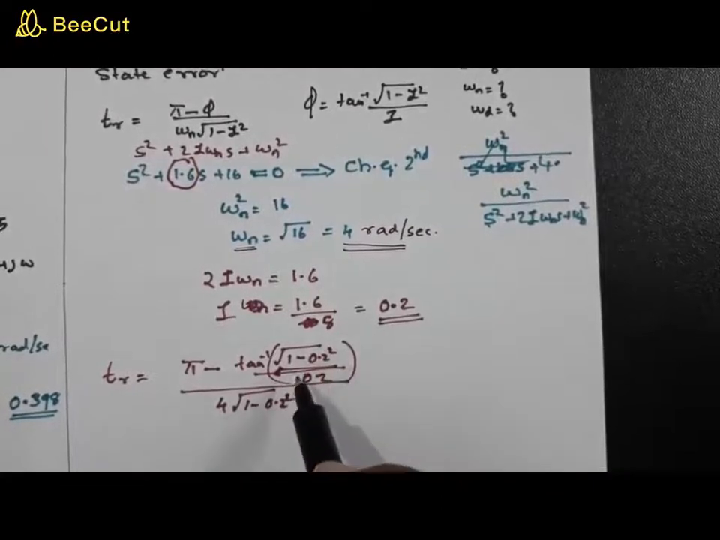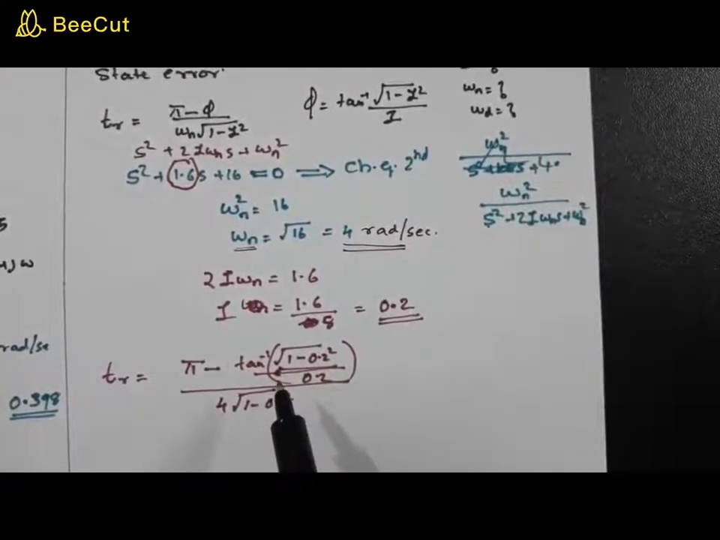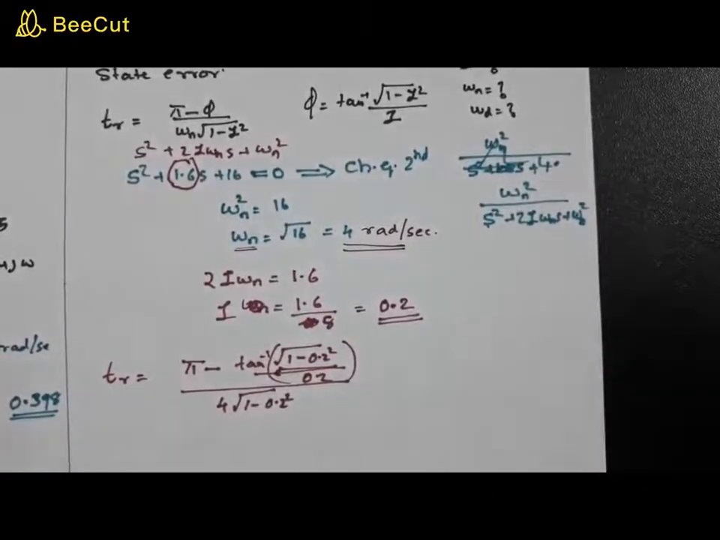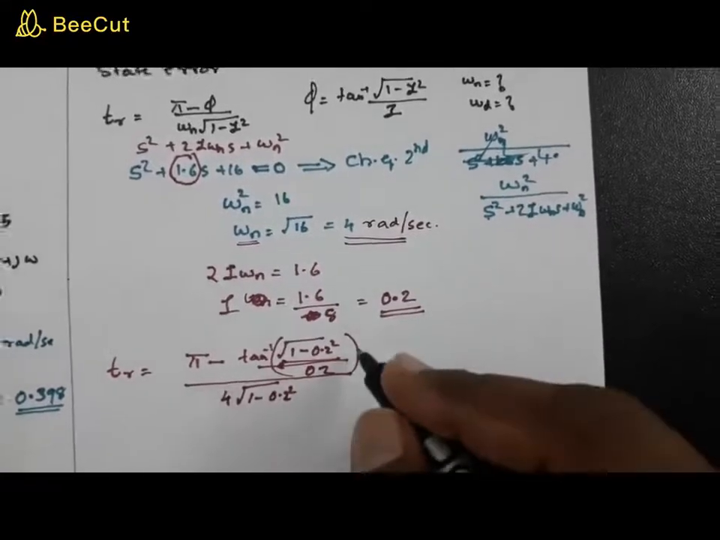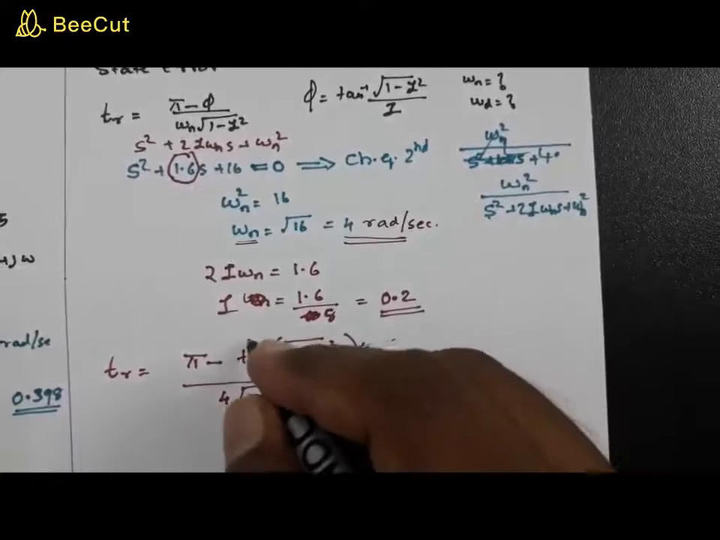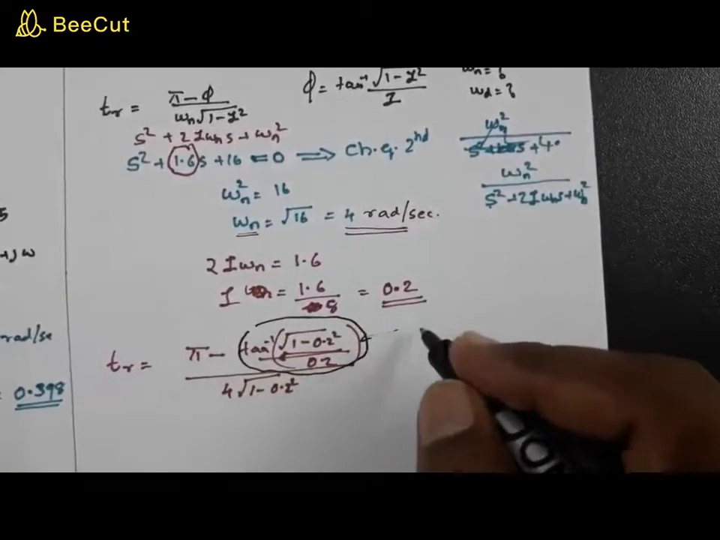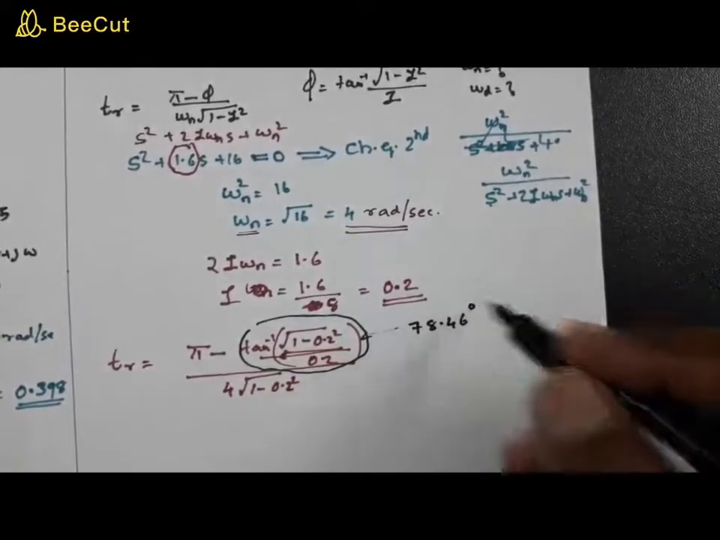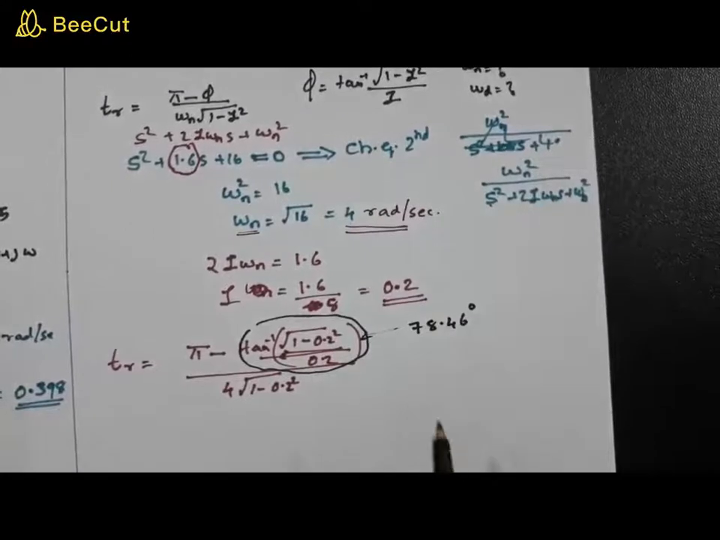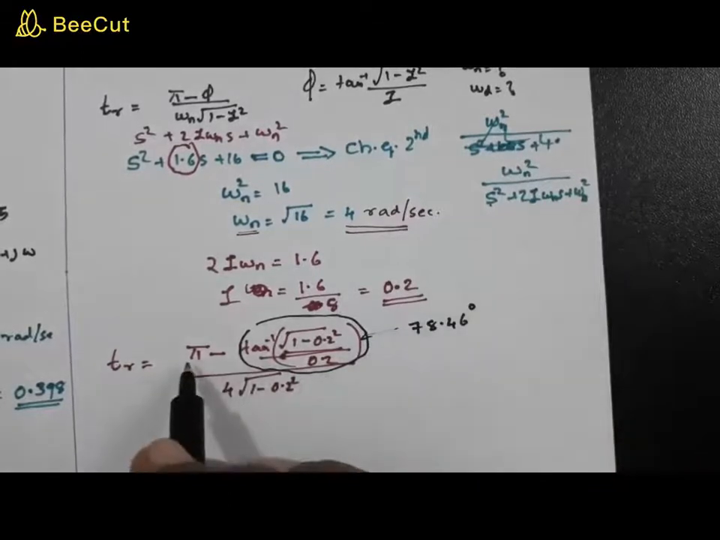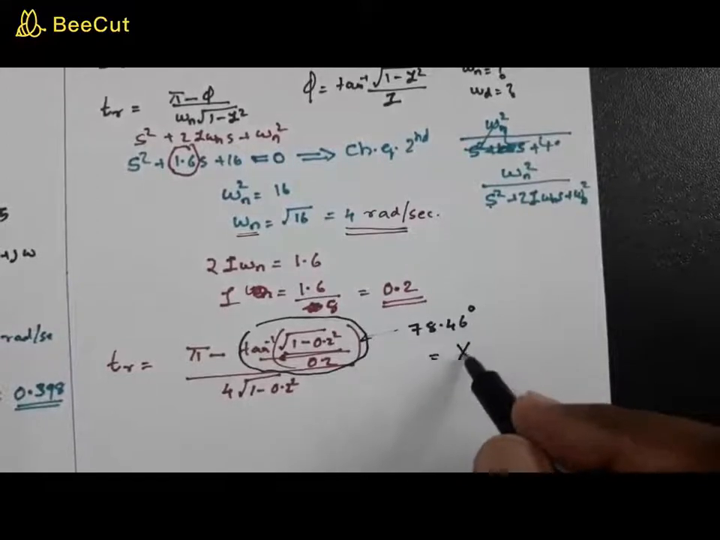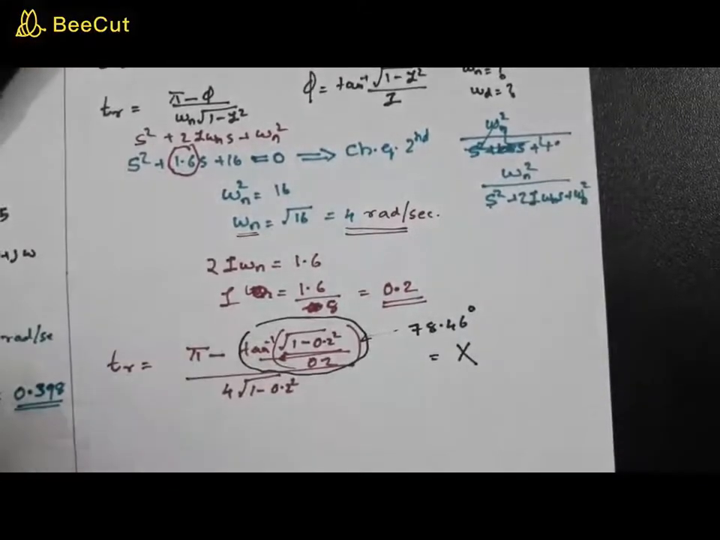When you take this, you'll be getting the answer as some 78.46, and that is 78.46 degrees if you calculate in your degree mode. Now if you proceed with pi minus 78.46, the answer you're going to get is wrong. So that is the wrong answer.